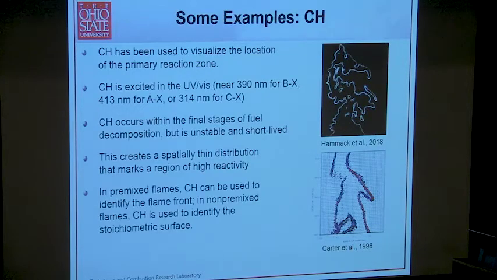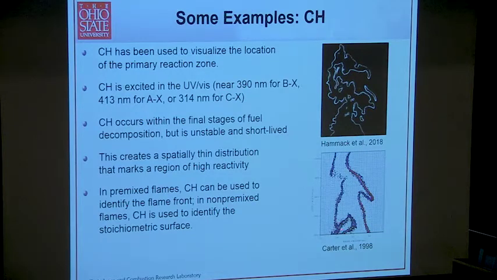So in premixed flames, CH is commonly used to identify the flame front, and in non-premixed flames, it's the stoichiometric surface, which is referred to as the flame in non-premixed combustion. It's the primary reaction zone. So again, here's some visualization in a highly turbulent premixed flame to look at the flame front via imaging in the C-X system.